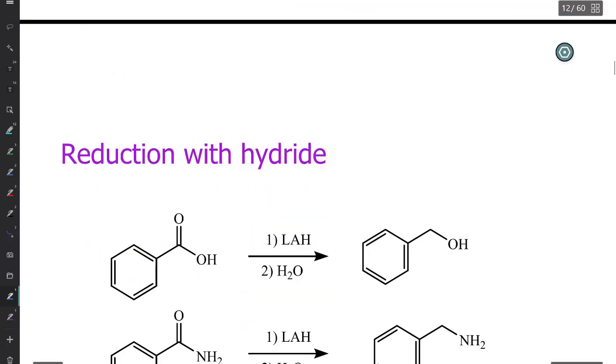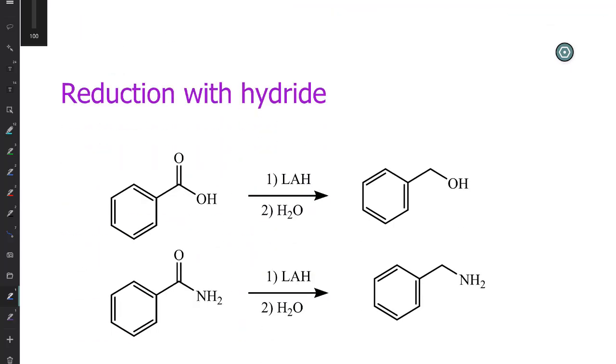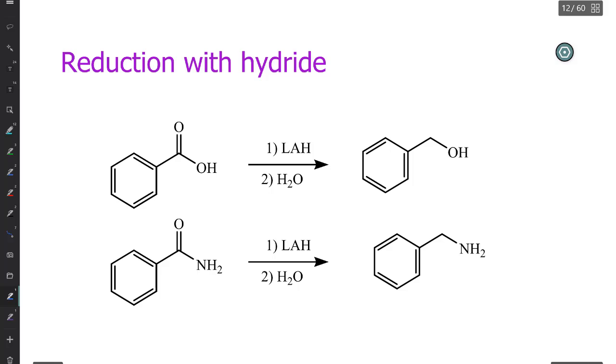You can also do reductions with hydrides like lithium aluminum hydride. So for carboxylic acids or amides, lithium aluminum hydride will reduce that all the way down to an alcohol or an amine.